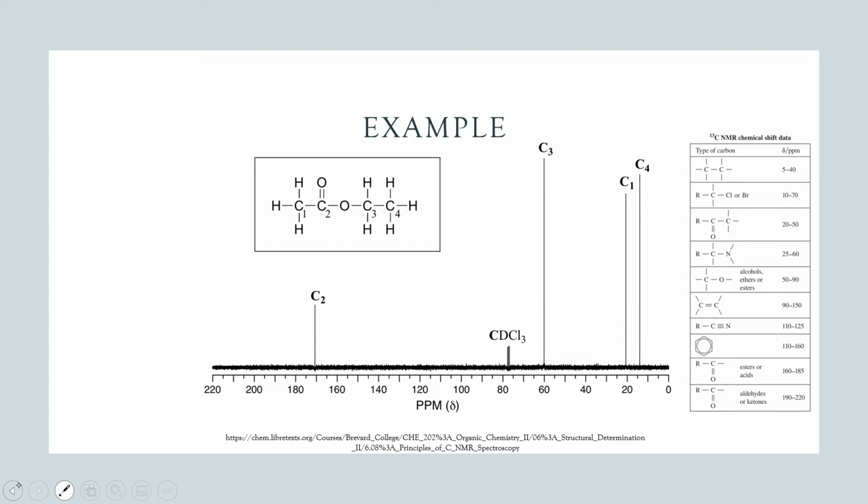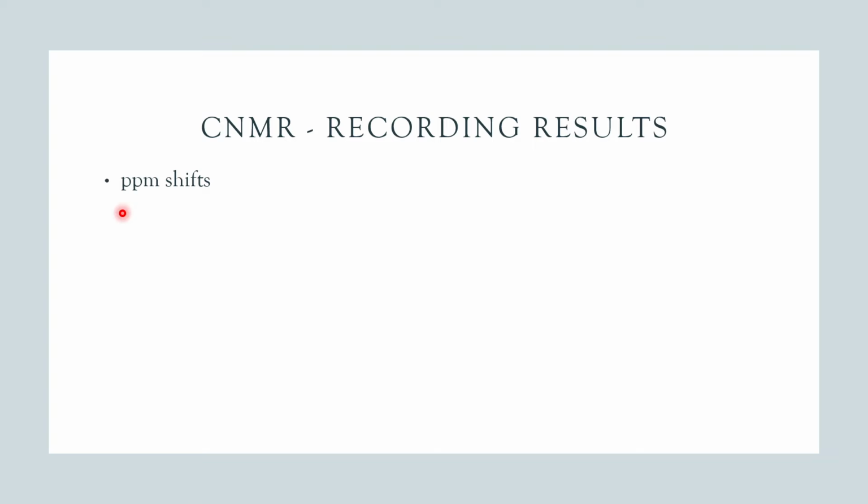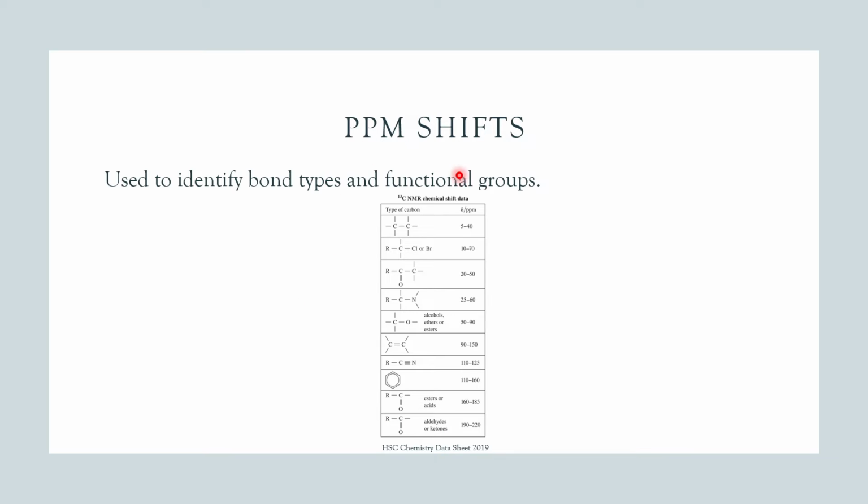And the reason for that, like we talked about in the previous video, is because C NMR has really low resolution compared to H NMR. So the only thing that we can do, because there are no splitting patterns or integrals, is just look at ppm shifts. So similar to IR, we have a table of chemical shift data that can be used to try and identify different bond types and functional groups. And that's in our data sheet.